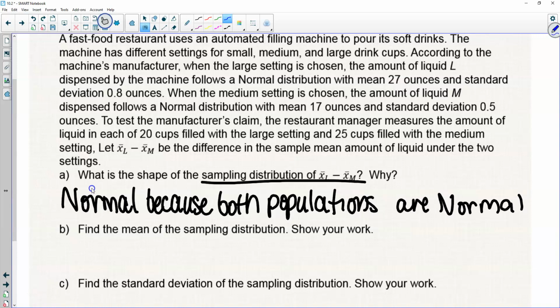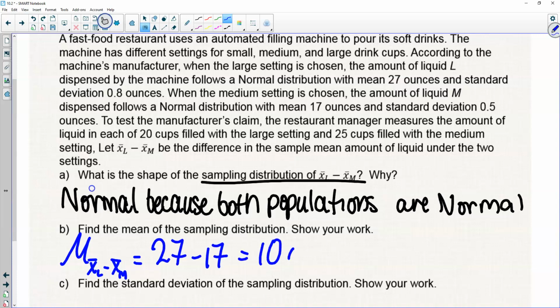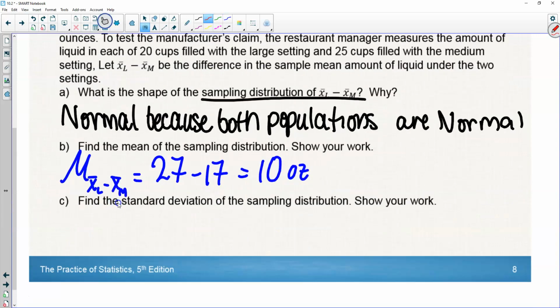The mean of x bar L minus x bar M is the mean for large minus the mean for medium, 10. The standard deviation for x bar L minus x bar M is the two variances added together in a square root.